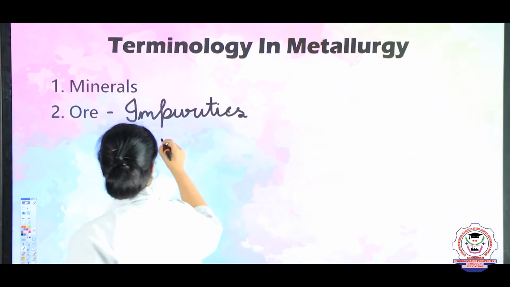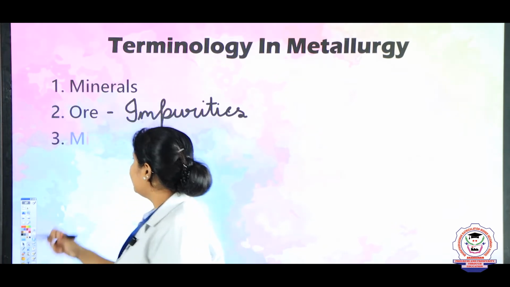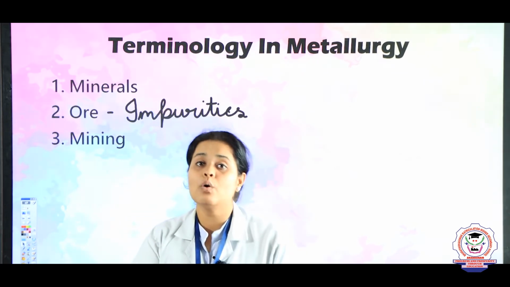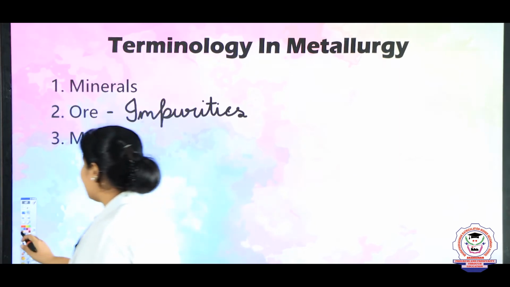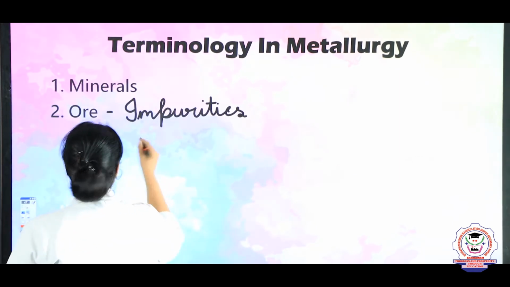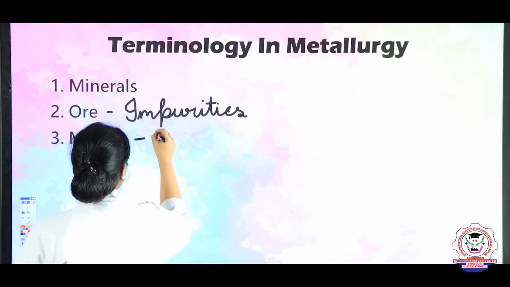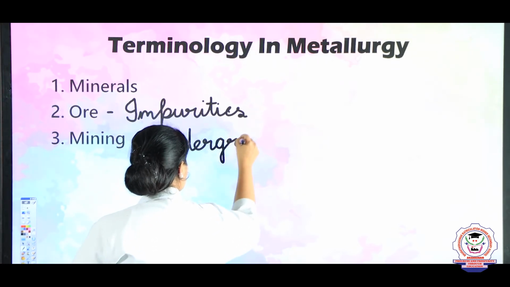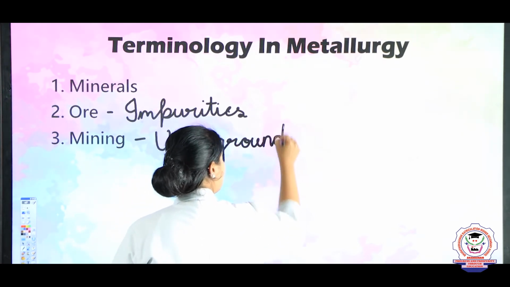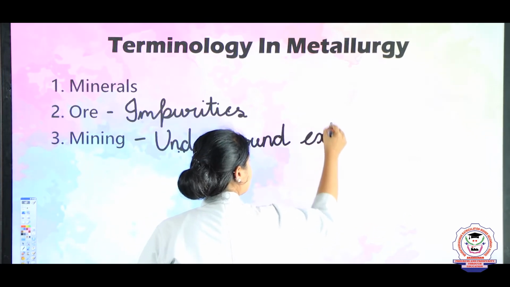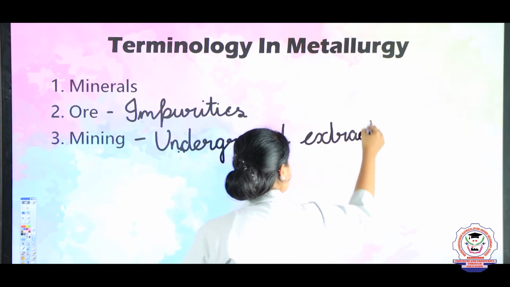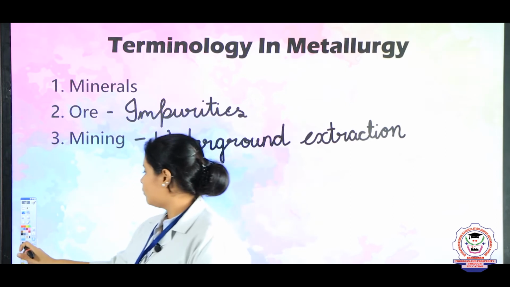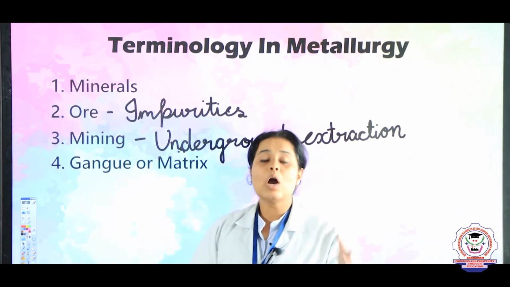If I want to discuss the different terms, the third term is mining. Mining means taking out that particular ore from underground. What is mining? Mining means taking out from underground, or you can also write it as extraction. Then comes the fourth point, gangue or matrix.